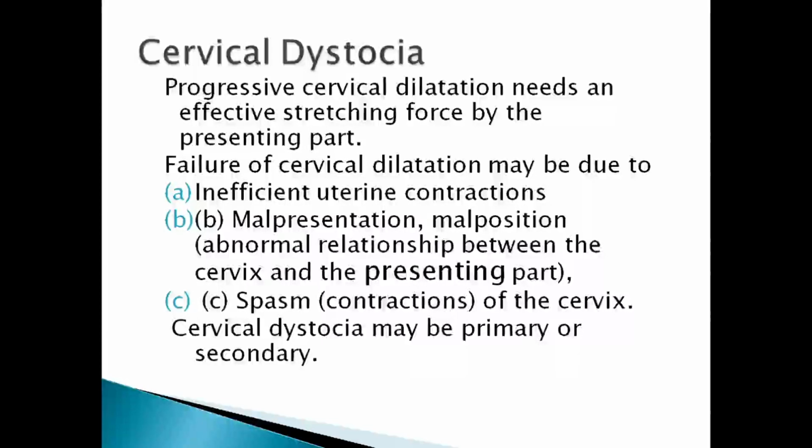The next abnormal uterine action is cervical dystocia. Progressive cervical dilatation needs an effective stretching force by the presenting part. Failure of cervical dilatation is known as cervical dystocia. It may be due to insufficient uterine contractions, malpresentation, malposition, abnormal relationship between the cervix and the presenting part, spasm, that is contractions of the cervix. Cervical dystocia may be primary or secondary.